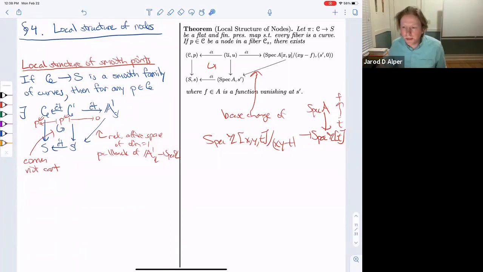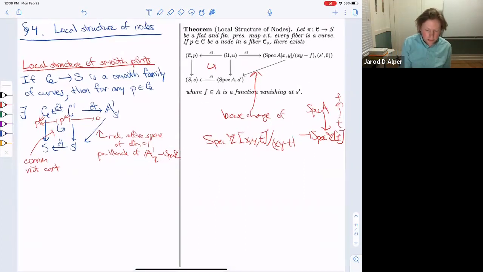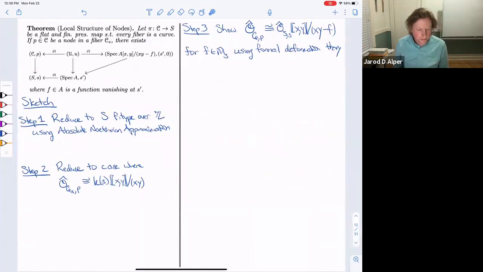All right, so I want to end with maybe a sketch of the proof of this. There's a lot of ingredients in the proof, but I think I can wrap it up in 10 minutes. Okay, so this is the theorem we want, and keep in mind the very special case where the base S is a field. That was the statement we had earlier as an exercise, the local structure of a node of a curve. And our strategy is as follows.